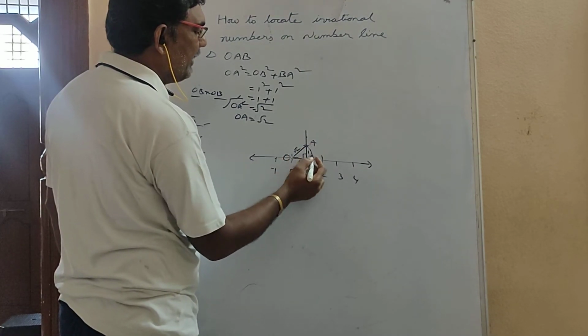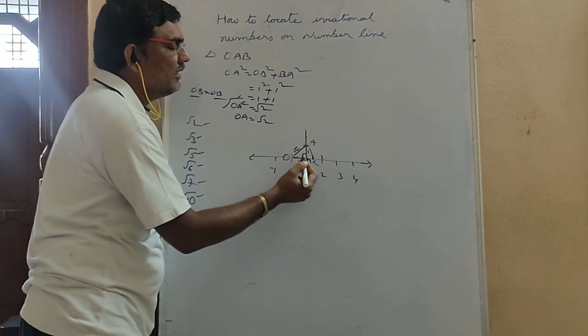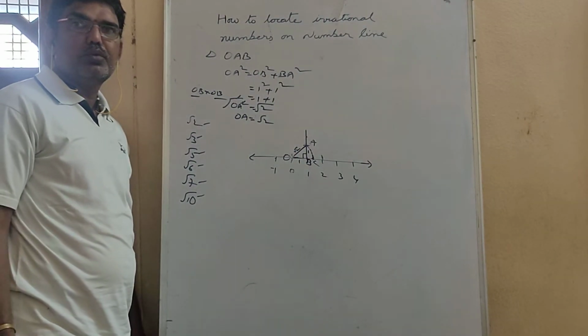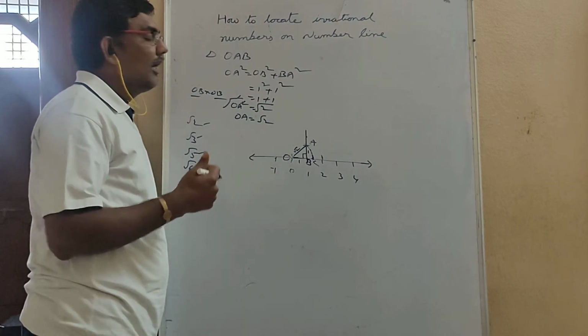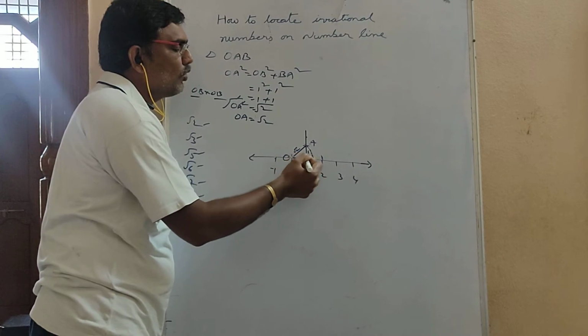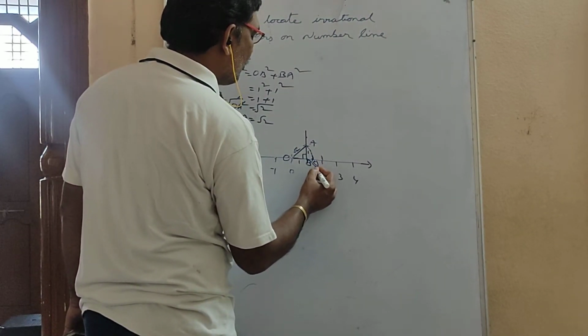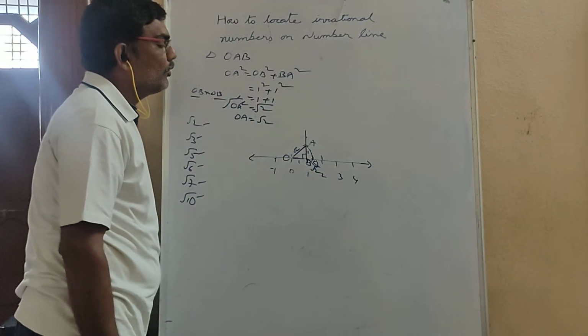So on the number line, this point is C. So what is OC? O to C distance is root 2. Okay. Now you have represented OC, which means root 2, on the number line. At C place you have to keep what? Root 2. At C place you have to keep root 2.